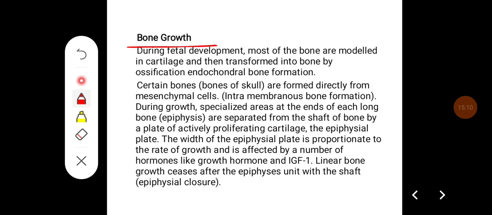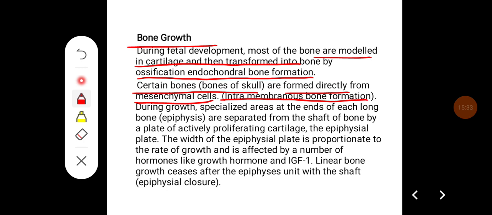Bone growth. During fetal development, most of the bones are modeled in cartilage and then transformed into bone by ossification, called endochondral bone formation. Certain bones, that is bones of the skull, are formed directly from mesenchymal cells. It is also called intramembranous bone formation.